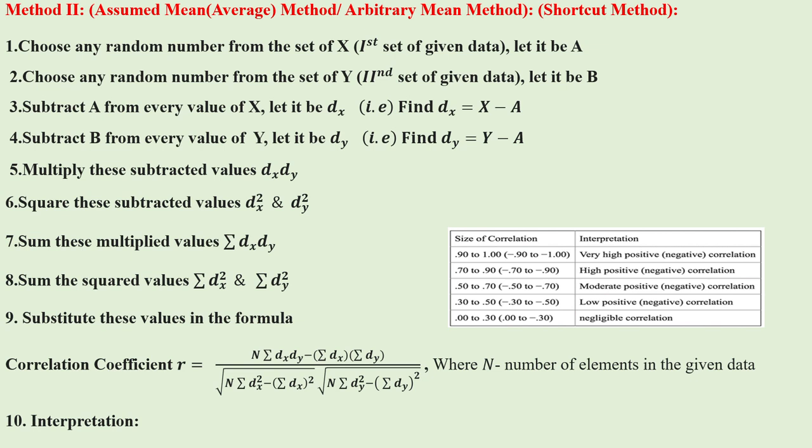Interpretation is the same as before. If r lies between 0.9 to 1, it is very high positive; 0.7 to 0.9 high positive; 0.5 to 0.7 moderate; 0.3 to 0.5 low positive; 0 to 0.3 very little correlation. If it is in the minus, the same ratios apply, and we call it negative. So we'll see the problems.